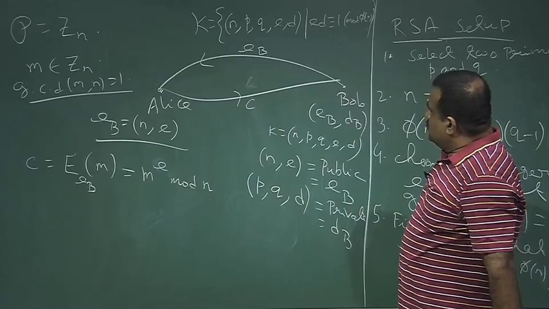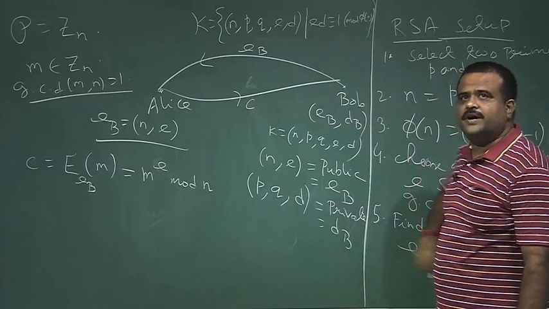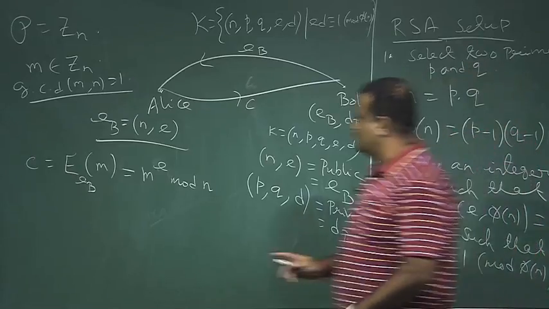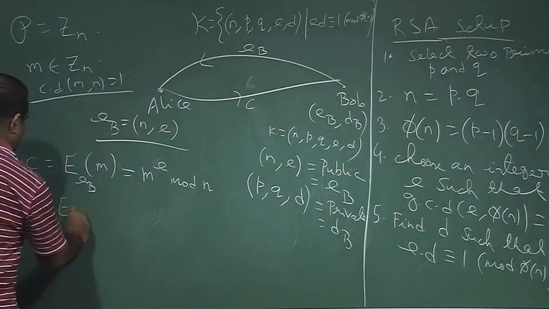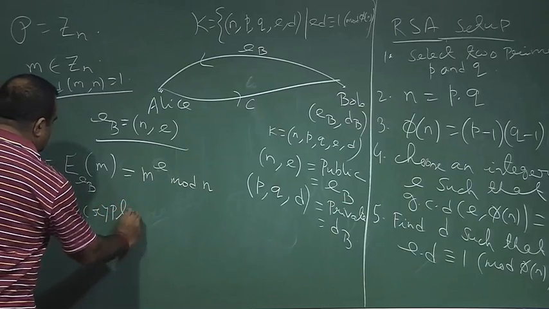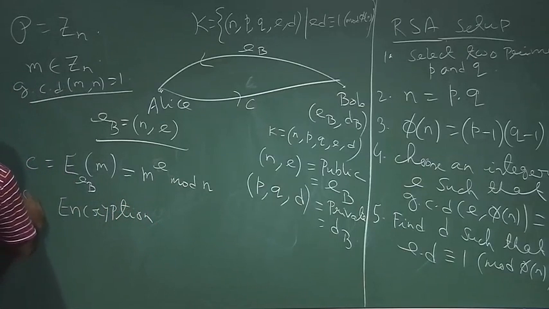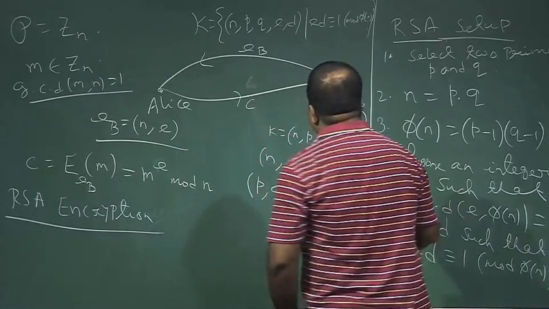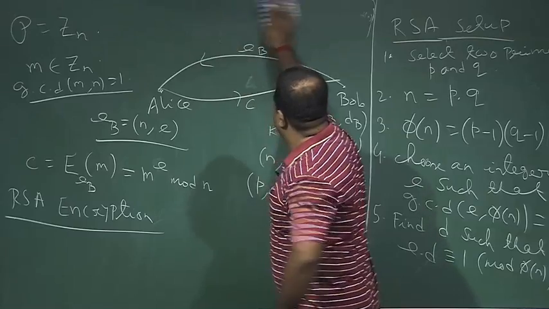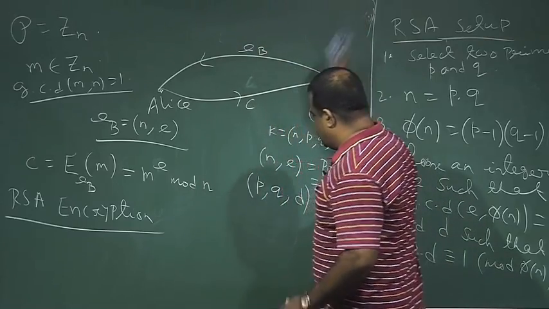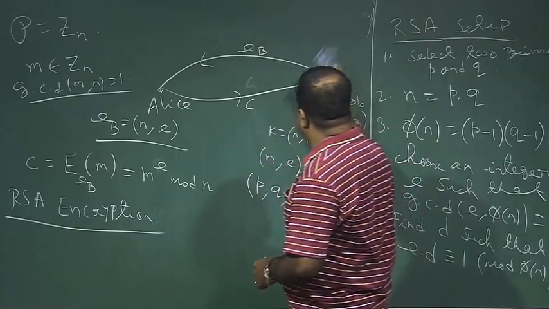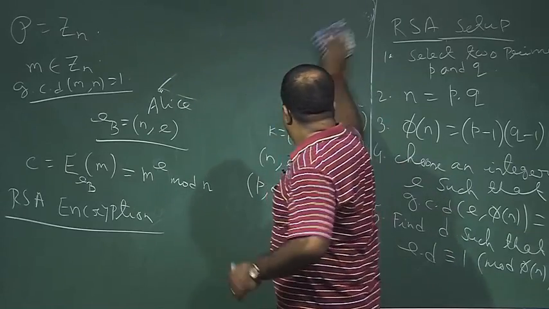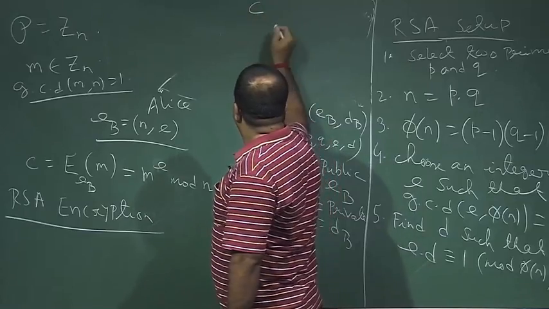Now Bob has to get back the message. How can Bob decrypt it? This is the encryption procedure, RSA encryption. Now what is the decryption? Decryption has to be done by Bob. So Bob is receiving this C.